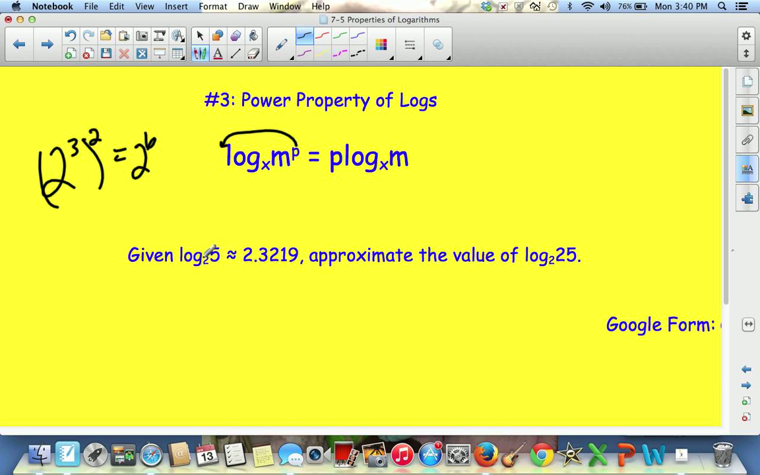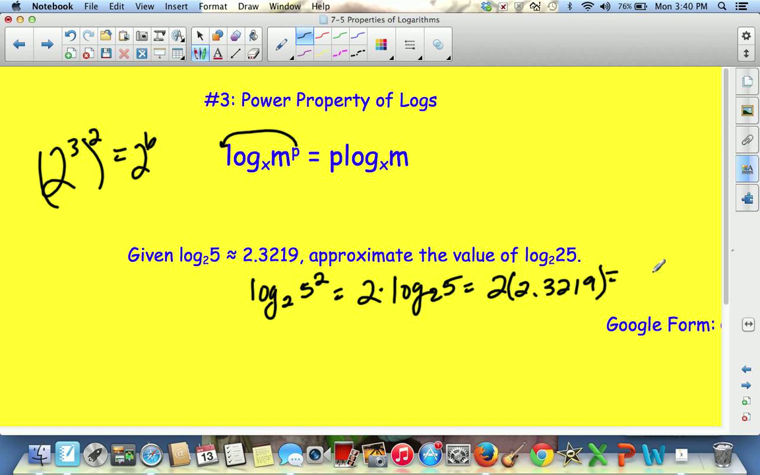So let's look at the example we have here. Log base 2 of 5 is approximately 2.3219. Approximate the value of log base 2 of 25. So can we write 25 using this? It's going to be log base 2 of, we could write it as 5 squared, which is 2 times the log base 2 of 5, which is 2 times 2.3219, which we end up with 4.6438. That's our final answer.